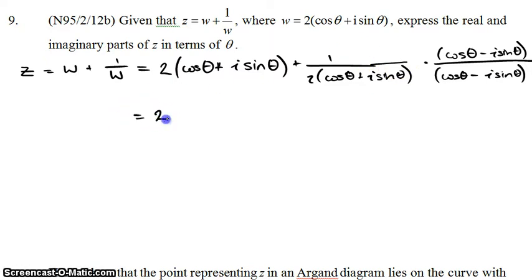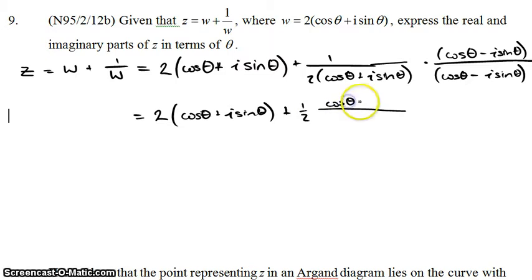So what does that give me? That, of course, leaves me with the 2 cosine theta plus i sine theta plus, and then I'm going to have a half out the front. And then what do I get on the top line? Well, top line is easy enough. I'm going to get cosine theta minus i sine theta. And what do I get on the bottom line? Well, I get cosine squared minus i sine cosine plus i sine cosine, so those two would cancel, and then minus i squared sine squared, so plus sine squared. So I get cosine squared plus sine squared, I just get 1.